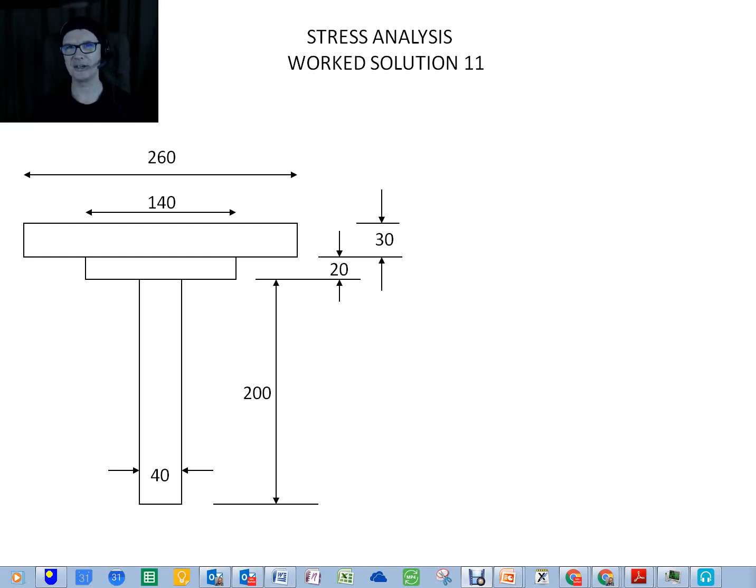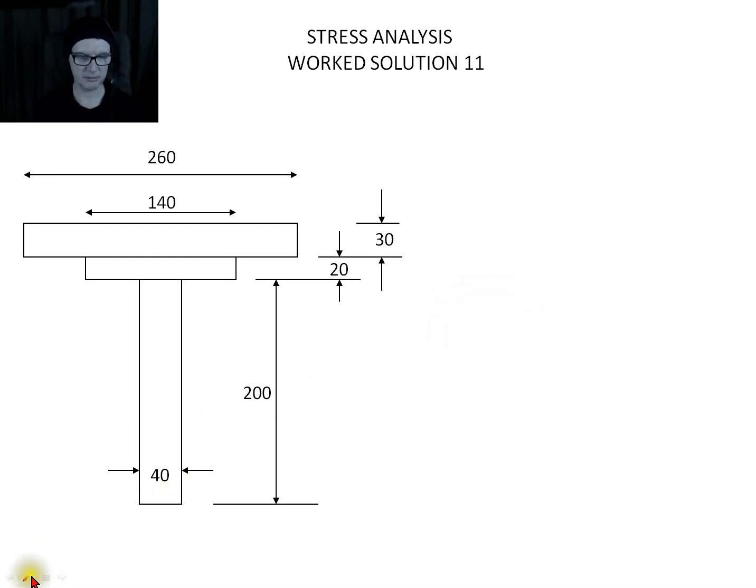Hi, okay, so this is work solution 11, and it's kind of imagining that we've already found the neutral axis and the second moment of area for this sort of thing that looks a bit like a T-beam. So let's see what that data is.